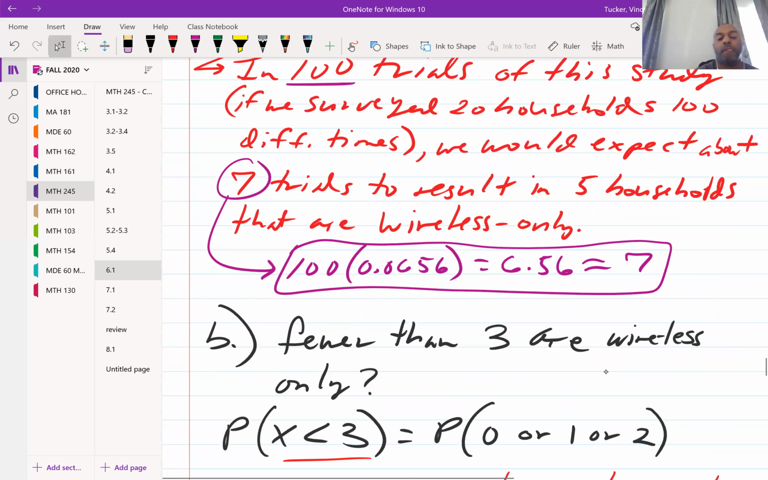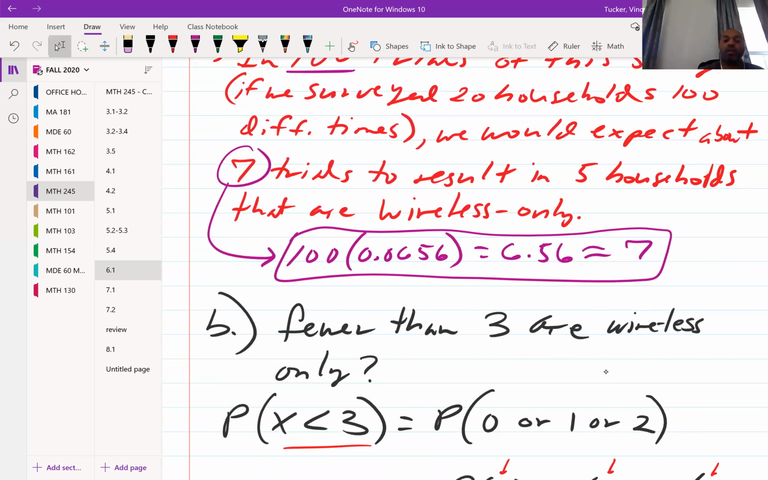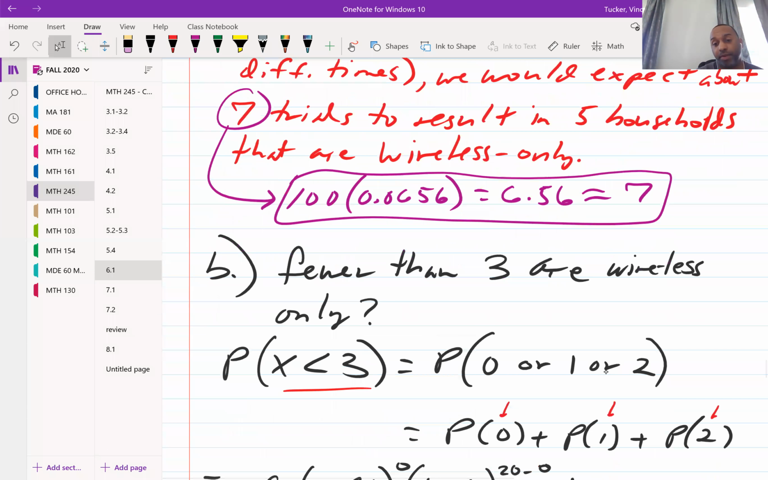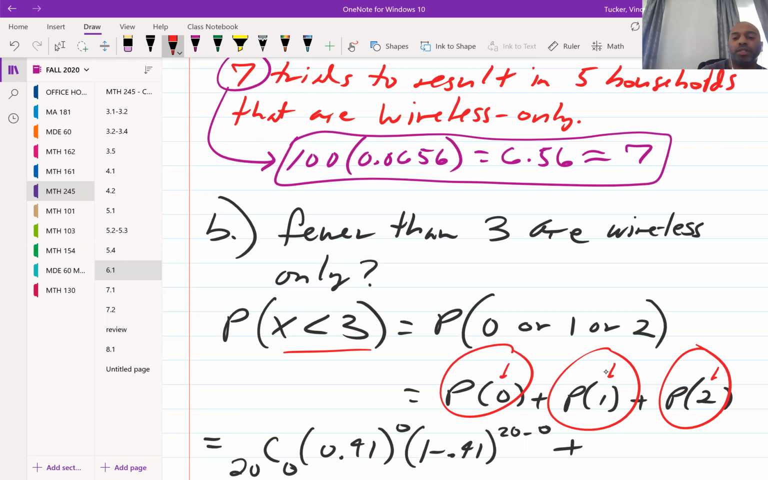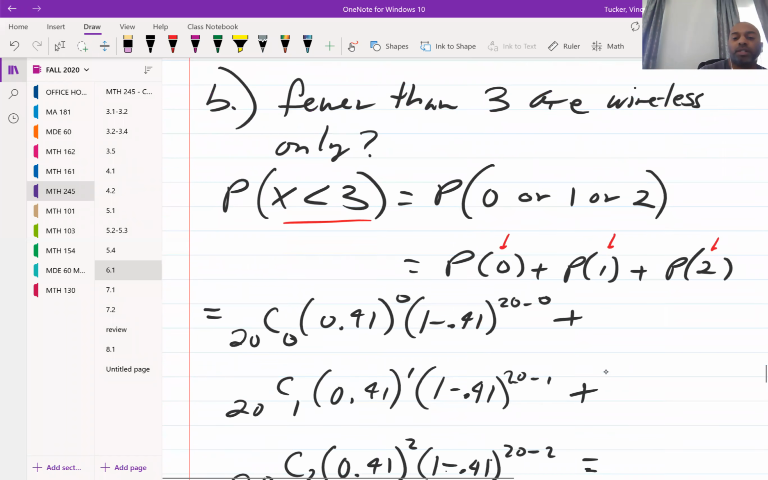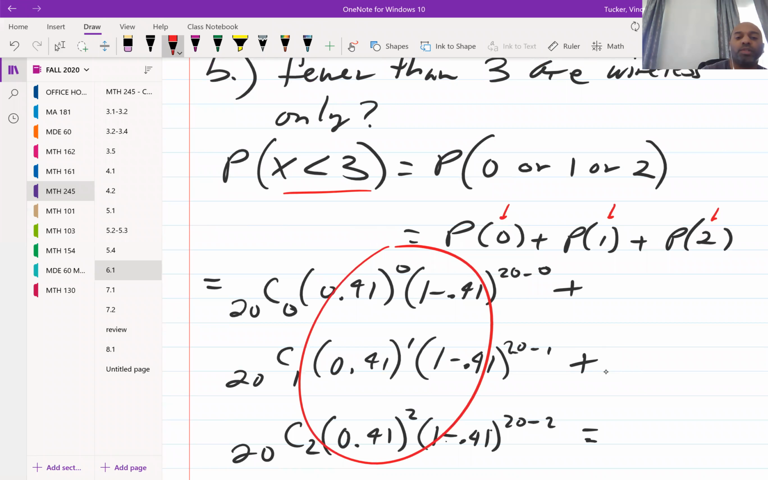All right, the next one, B, probability of fewer than 3 are wireless only. So you're talking about X being less than 3, so that's 0, 1, or 2. So what you would do is find each one of those probabilities individually, 0, 1, and 2, and then add them together. So that's what I did right here, setting those up individually, with X being 0, then X being 1, and then X being 2. All the other numbers stay the same.